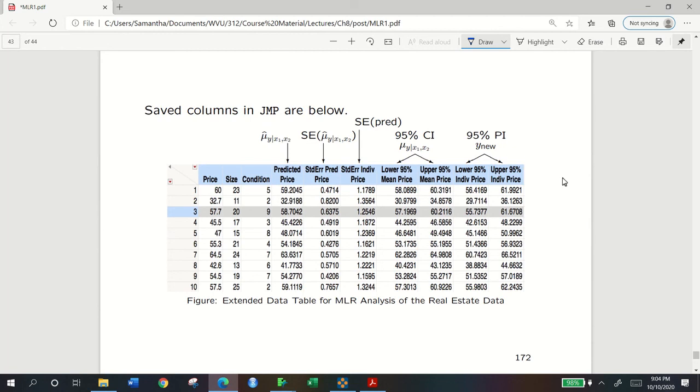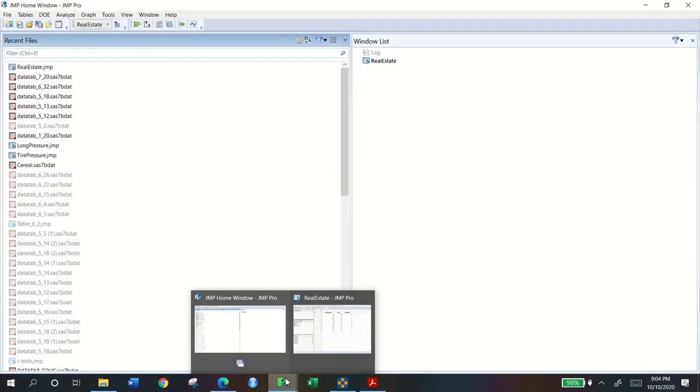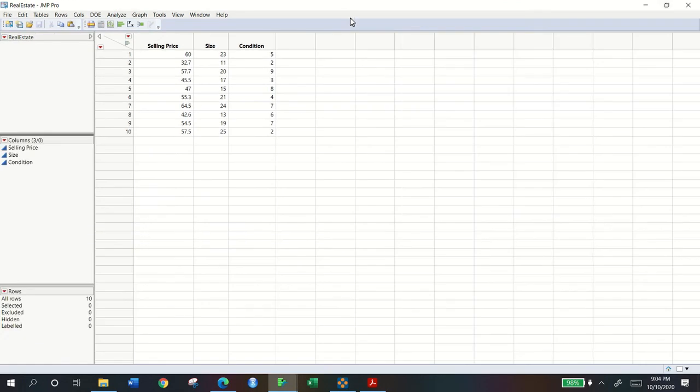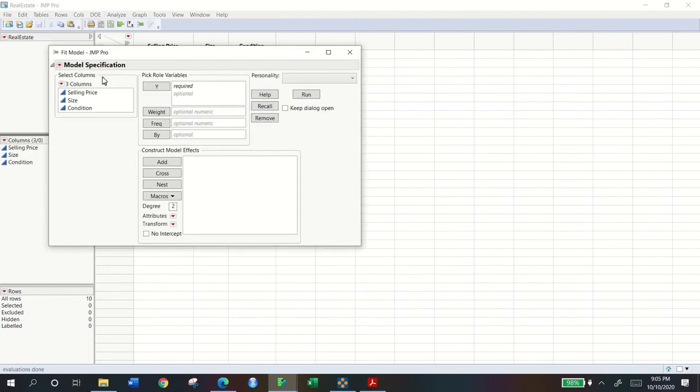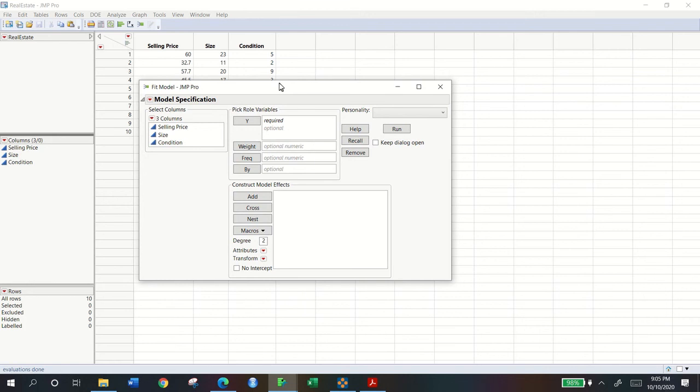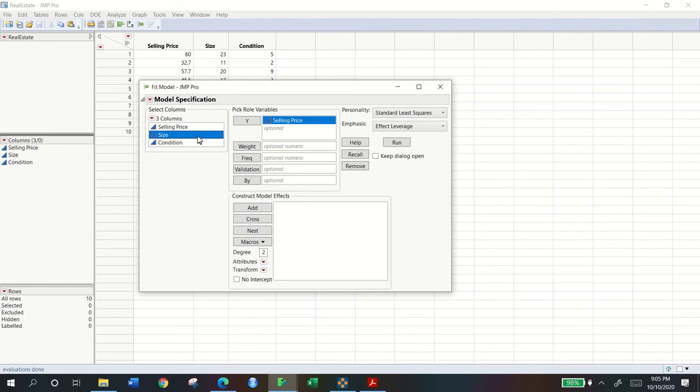Let's go ahead and take a moment and just do that now. I do know that it is on the JMP video, so you are welcome to skip this part, but sometimes it is helpful to do it together. Taking a look at our real estate data, which you can get off eCampus, if we go to Analyze, Fit Model, we can begin constructing our Fit Model report. Selling price is our response, size and condition are our predictors.